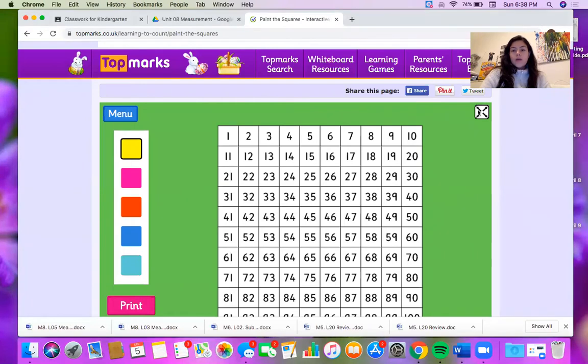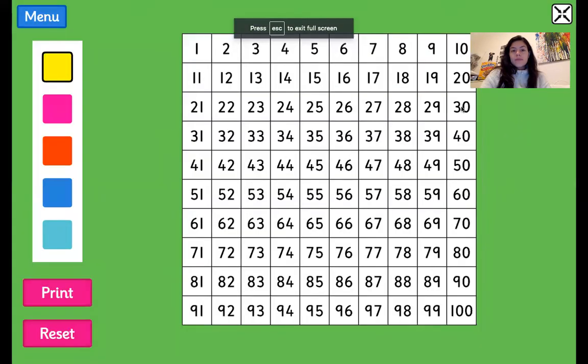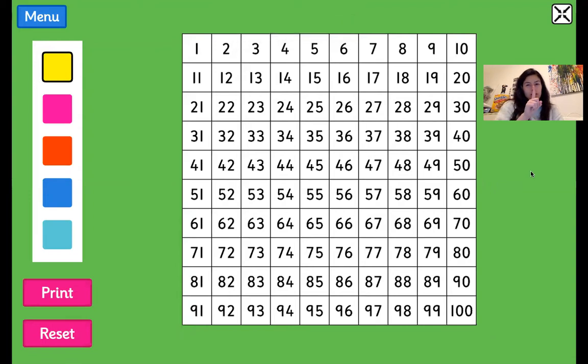But before we get ahead of ourselves, let's start off with a little math review. Today, we're going to go to our online 100 square, and we are going to be counting not by ones, but by twos.